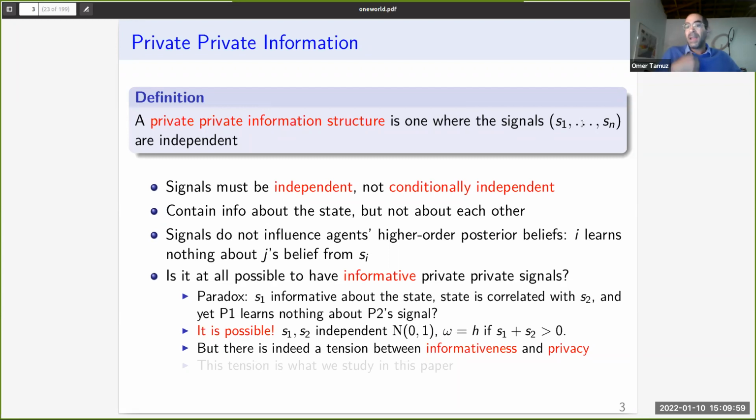then if I know that my signal revealed to me that the state is high, it has to be that yours revealed to you that the state is high. It can't be that yours revealed to you that the state is low, or we'd be agreeing to disagree, some violation of the Martingale property or something. Okay, so this is the tension that we study in this paper.